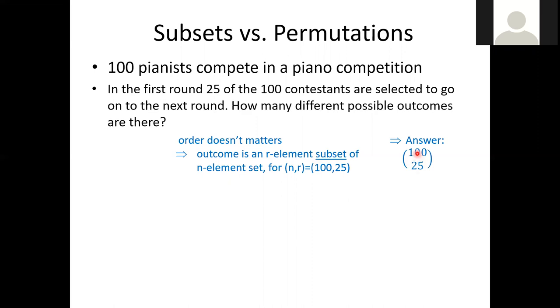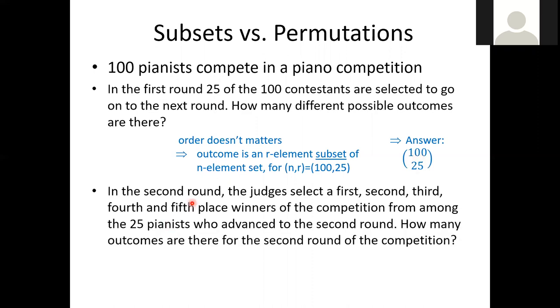But if the question says, okay, let's say that now it's the second round of the competition and we have 25 pianists, okay, so a smaller set, but that's not the essential difference. The essential difference is that now we are not selecting a subset. We are selecting 5 winners of the first, second, third, fourth, and fifth prize. So now we are choosing in an ordered way, right? We are selecting a sequence.